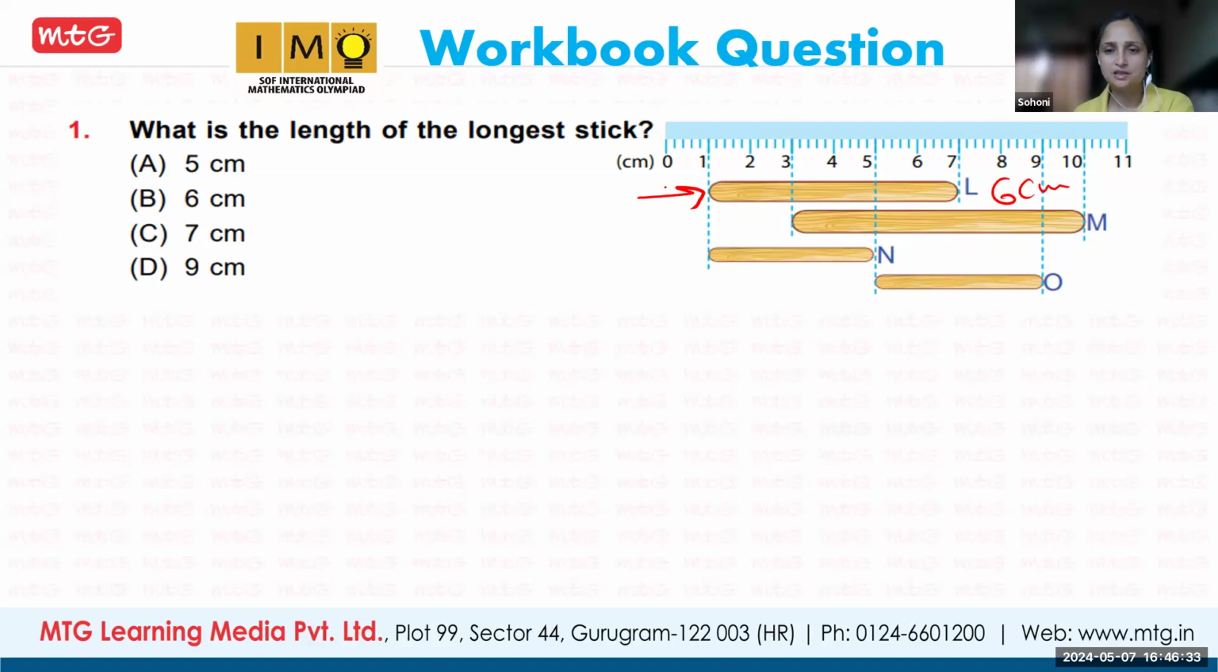Okay. Anay, M stick. M is 7. Why 7? Because it's starting from 3 and ending at 10. So 10 minus 3 is 7. Now N stick. Arshia, N. It is 4 centimeters. So 5 minus 1.